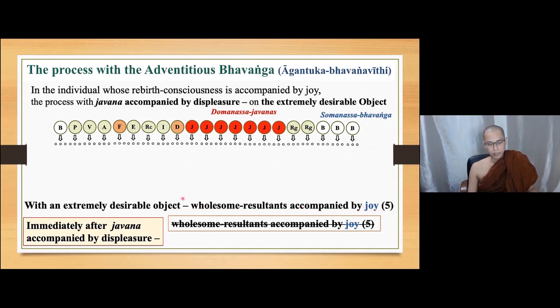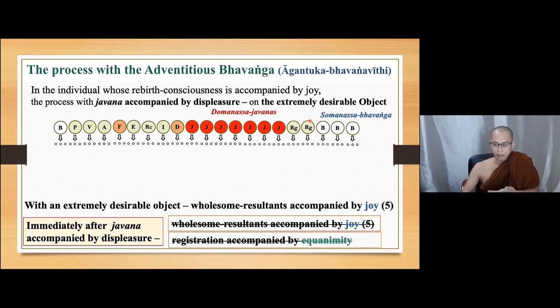This is a contradiction with nature, between the Domanassa Javana and the extremely desirable object. That is why the registration is not possible; it cannot arise. What about the registration accompanied by equanimity on another object? If there is no extremely desirable object, how about equanimity? Equanimity also cannot arise, because after the registration the Somanassa Bhavanga will come. These two will be totally different in feeling. This also cannot happen in the process; it is not the nature to happen. That is why there is no registration moment.